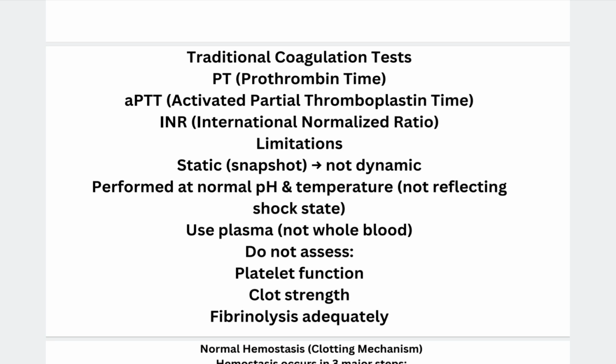But these tests have limitations because they give only a static snapshot of the report, and they do not assess the dynamicity of the coagulation cascade. These tests are performed at normal pH and normal temperature, but most of our patients in shock will have acidosis and hypothermia. They are performed on plasma, and this does not indicate what is happening in the whole blood. They do not assess platelet function, the strength of the clot, and whether fibrinolysis is happening adequately or not.